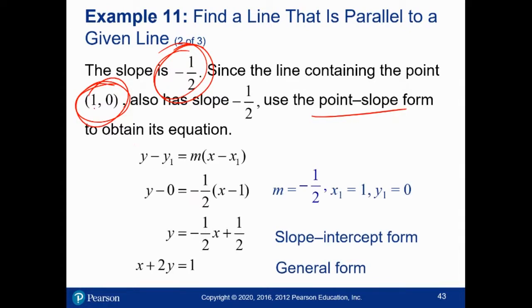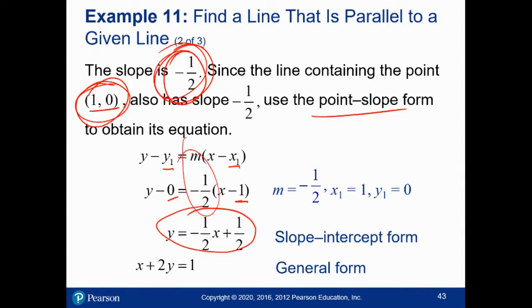So what's the point? It's (1, 0). So I let x1 be 1 and y1 be 0. What's the slope? It was negative 1/2. So I plug that in right there. Move some stuff around and simplify. There you go. This is our slope-intercept form that most people are going to be comfortable with.